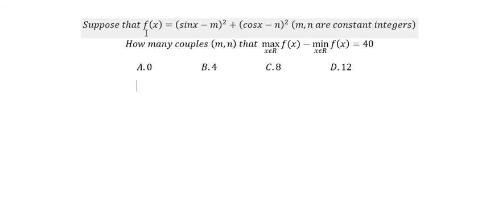Suppose that the function f(x) equals (sin x minus m) power 2 plus (cosine x minus n) power 2, where m and n are constant integers. How many couples (m, n) are there such that the maximum value of function f(x) minus the minimum value of function f(x) equals 40? We have options A, B, C, D. Here I will show the technique of how to answer the question.